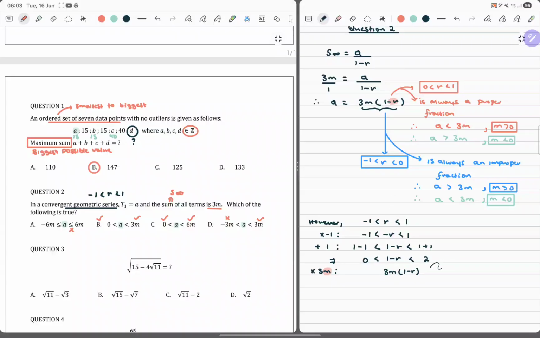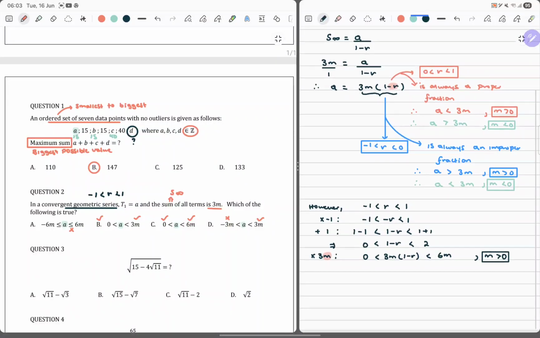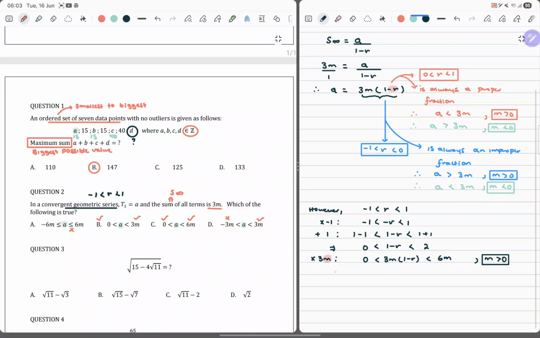But now let's just simply say where m is positive, this would be essentially 2 times 3m, this becomes 6m. If we multiply it by a positive number, nothing changes. So this is what we end up with, provided we're saying m must be greater than 0. This would be the scenario. Okay, we have to consider all possibilities. Therefore, what is 3m times 1 minus r? It is a. So a must be less than 6m, greater than 0. Do we see that answer? Option C is saying so. Okay, so most likely this should be the answer.